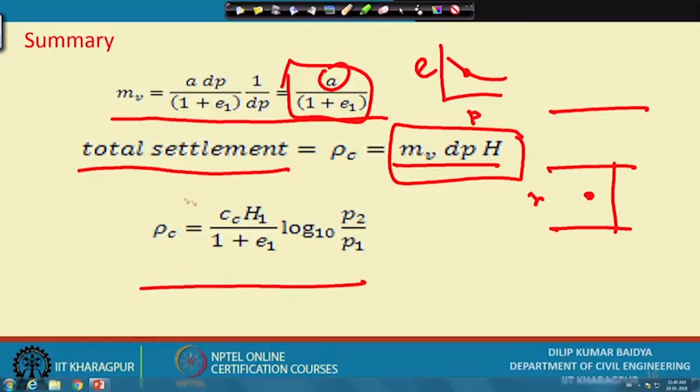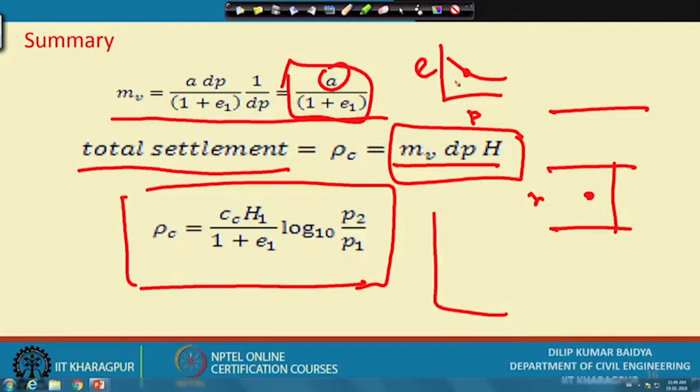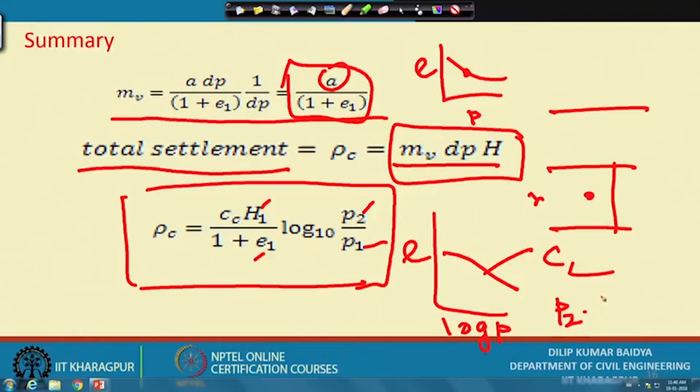Then another way to find the total settlement was the compression index method. That means if I plot e versus log p, instead of e versus p, it becomes a straight line, and the slope of this line is called Cc. If I know the thickness of the soil, the void ratio, the initial pressure and the final pressure, where P2 is equal to the initial pressure P1 plus delta P, then I can find the total settlement from this equation also.